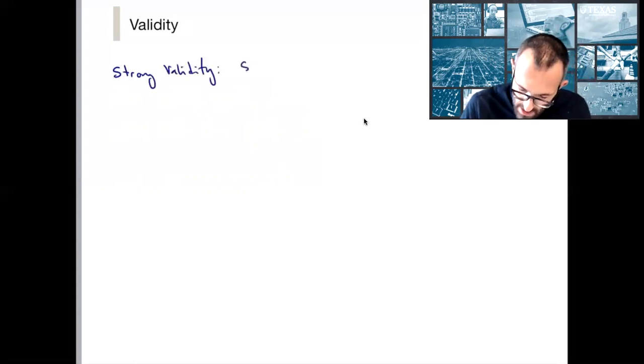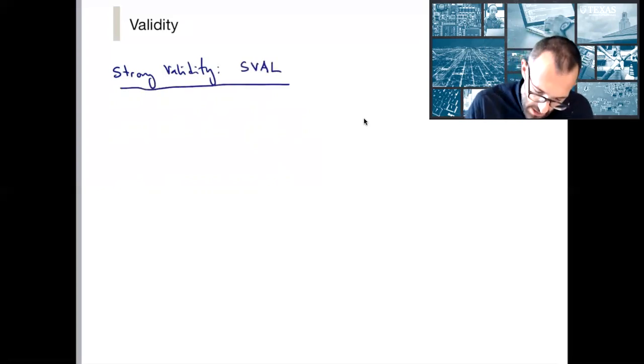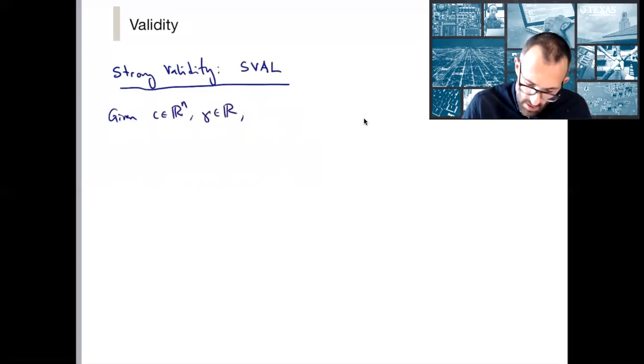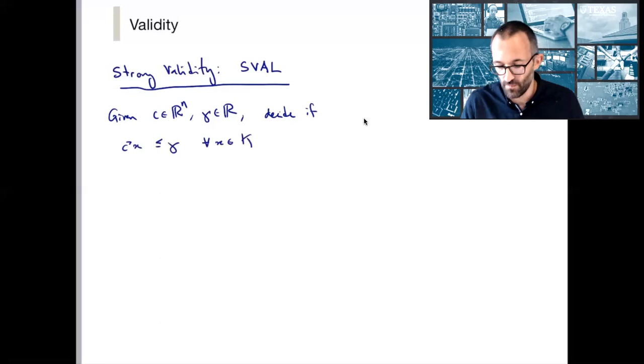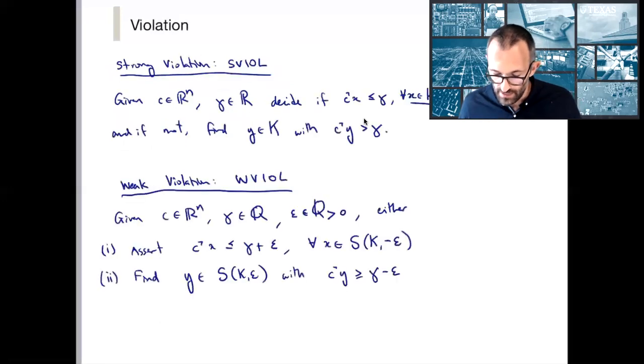problem, or just SVAL for short, says given a vector C in Rn and a threshold gamma in R, decide if C transpose X is less than gamma for all X in K. So flipping back for a moment just to look at the violation problem, it's exactly the same. It's just not asking us to produce a Y in the event that the answer is no.